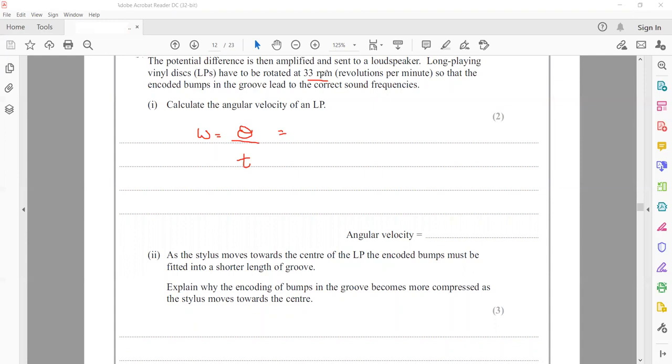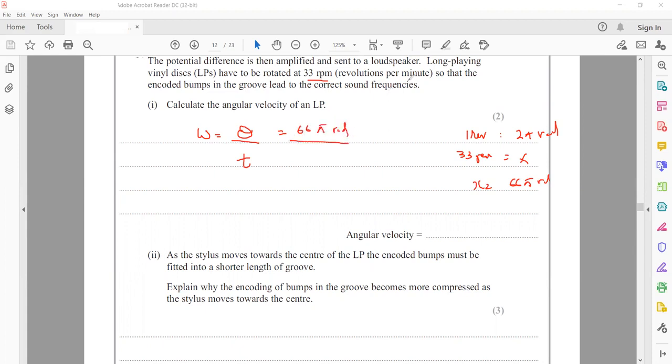So theta should always be in radians, but it is given in revolutions. So first we have to convert this 33 revolutions. We know one revolution or one rotation is equal to 2 pi radians. So if there are 33 revolutions, then how many pi radians will there be? Cross multiply, so it will be 66 pi radians. So theta is equal to 66 pi radians.